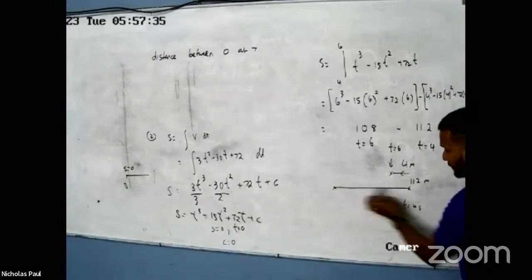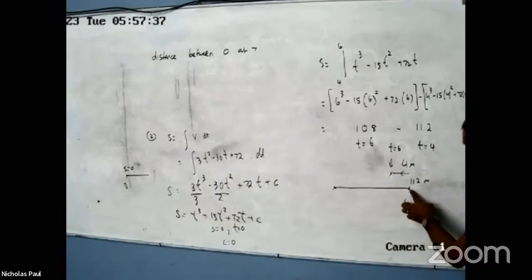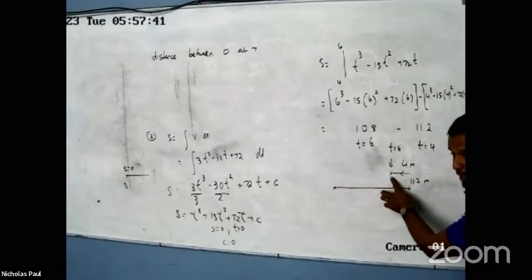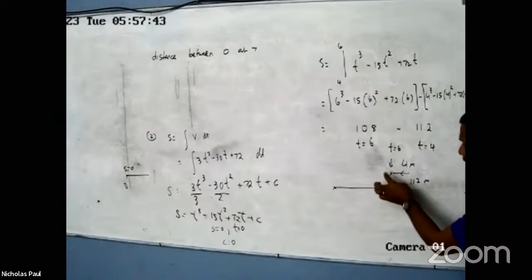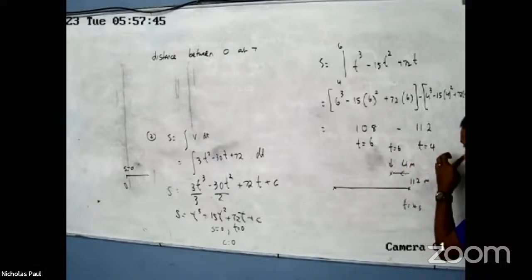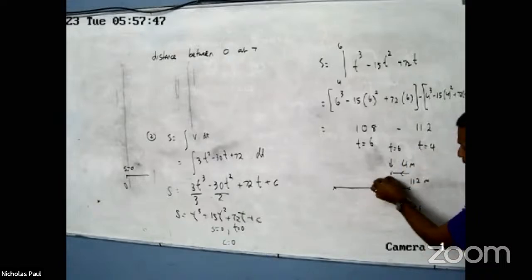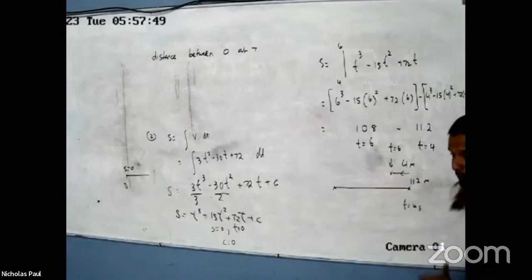So from 0 to 4, 112. From 4 to 6, 4. Now we have to figure out what happens from 6 seconds to 7 seconds, if you went this way or if you went back the other way. All okay with that?